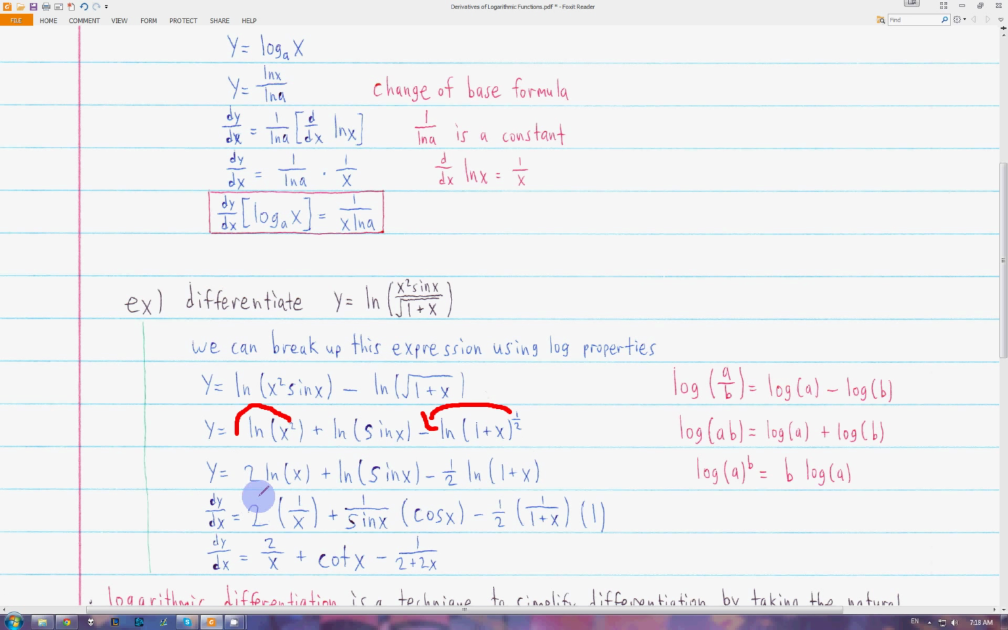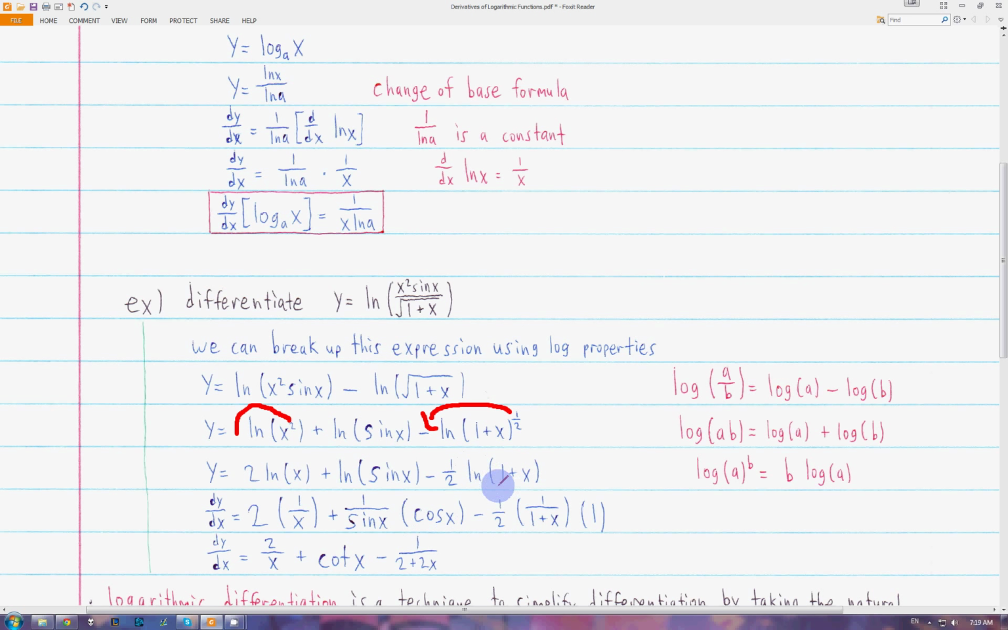So 2 is a constant, and then the derivative of ln of x is just 1 over x. And then here we have the ln of sine of x. So the outside function is the ln of something, and the derivative of the ln of something is 1 over that something. So we take the inside, sine of x, and put it on the bottom. So we have 1 over sine of x, and then the inside is another function, so we have to use the chain rule. So then we multiply by the derivative of the inside, which is cosine of x. And then last we have 1/2 as a constant.